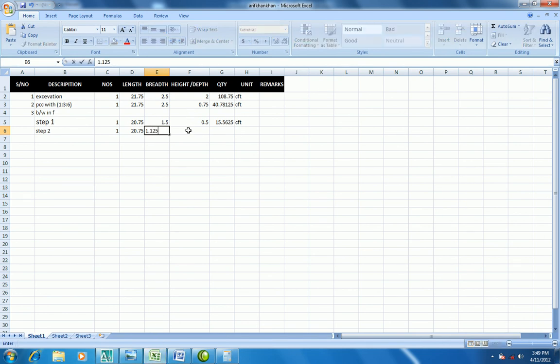So added breadth with us is 1.125, and its height is 6 inches, so it will become 0.5. Let me draw it, so it will become the same.